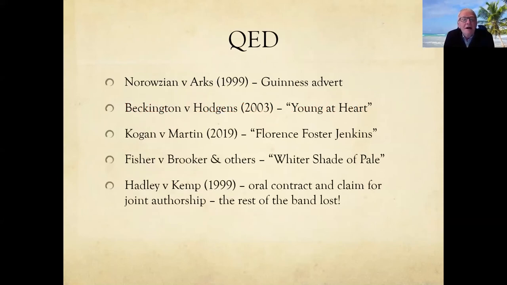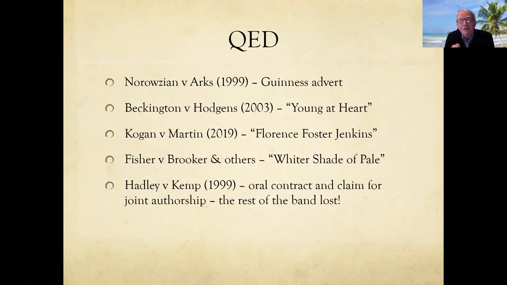Yes, just some cases to think about ownership, authorship, and so on. Some really good ones in there. The name might not mean much to you, but there was a wonderful case a number of years ago, 1999, over a Guinness advert, over the way in which the film was put together. It was jump cut, and somebody claimed that they had ownership of that, and they were proved to be right. Beckingham and Hodgens is the very famous case brought against the Bluebells, the group who rose and fell pretty quickly. Their song Young at Heart, Beckingham contributed a four-bar violin riff, and if you listen to the song, you recognize it straight away. Cogan and Martin, this is a really interesting one because it's fairly recent.